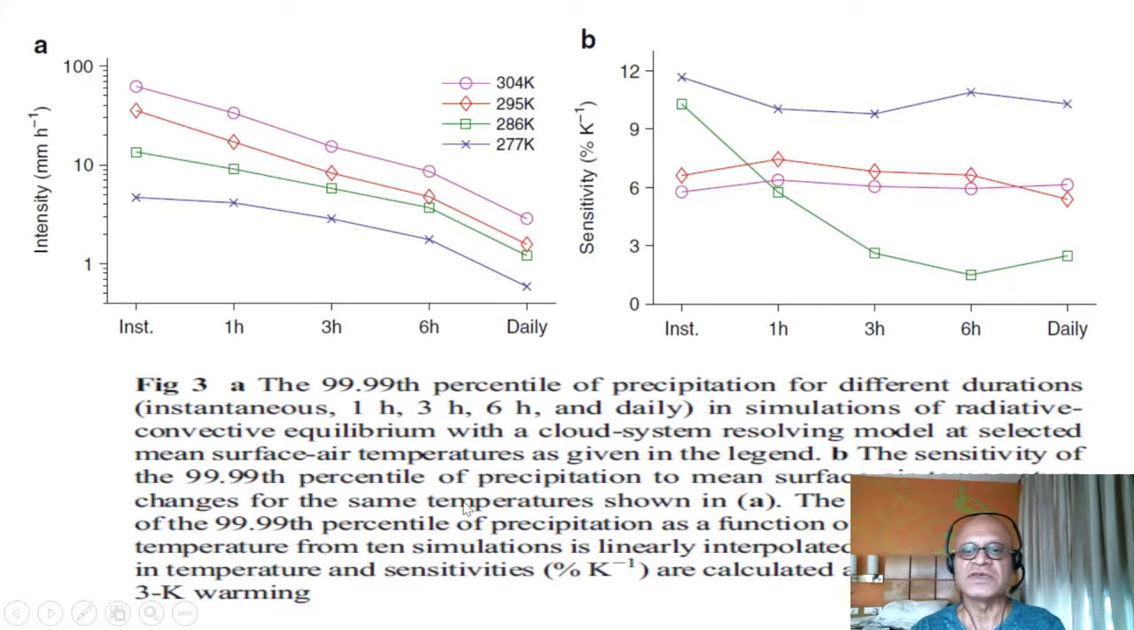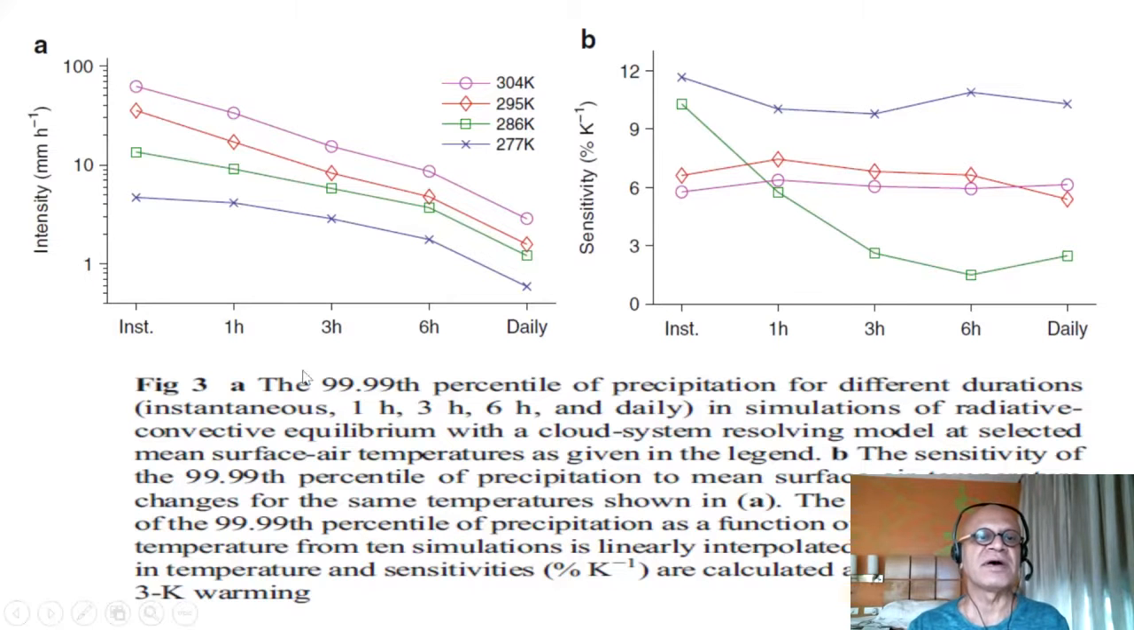The sensitivity of the 99.99th percentile of precipitation to mean surface air temperature changes for the same temperatures shown in A. So the natural logarithm of the 99.99th percentile of precipitation as a function of mean surface air temperature from 10 simulations is linearly interpolated to a uniform grid in temperature, and sensitivities are calculated as the changes for a 3 Kelvin warming. So microphysics, dynamics, thermodynamics, and it also depends on the duration.